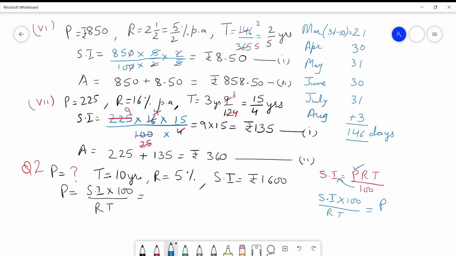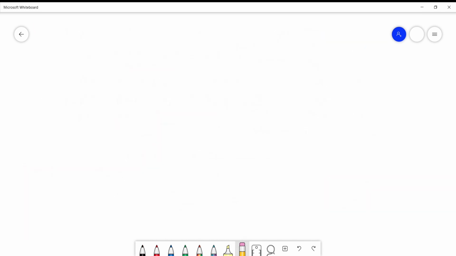So I will start with the formula of P, that is SI into 100 over rate and time. Now SI given to me is 1600, multiplied with 100, rate is 5, time is 10. Now I will cut 10 with this 0, 5 with 2, and I'll get 16 2s are 32, and I will write the 00 at the back. That means 3200 is the principal. This is the answer of the second question. Good. Now we are moving to the third one.